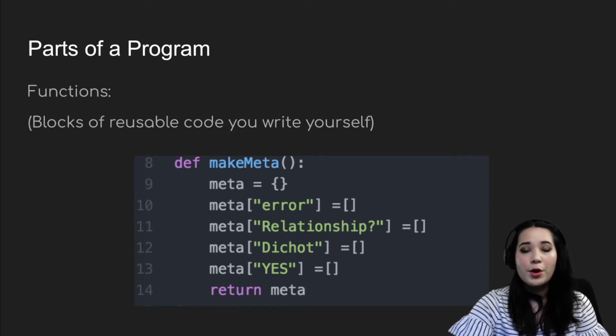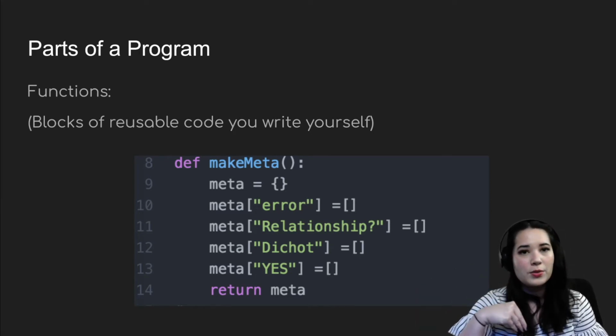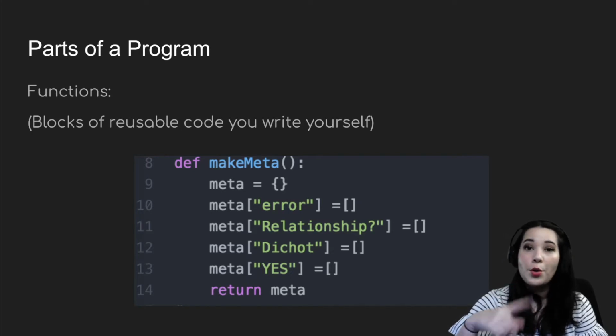These are blocks of code that you wrote yourself. So remember, modules and packages are code that someone else wrote that you would like to use. Functions are code that you wrote that you would like to use over and over. We'll learn a lot more about functions as the semester progresses, but just remember, functions are in your code, you've written them, and they are things that you're going to use over and over.